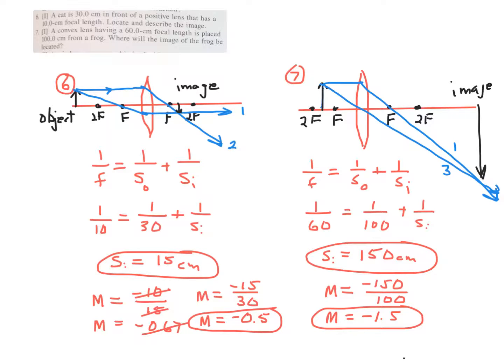These are two similar problems in which we will be using the lens equation: 1 over focal length equals 1 over object distance plus 1 over image distance. I'm using S sub O for object distance and S sub I for image distance. As we went over in class, the farther away the object is from the lens, the closer the image is to the focal point of that lens.